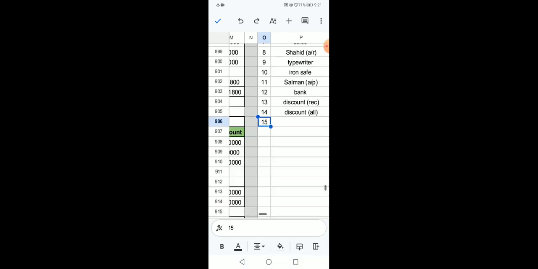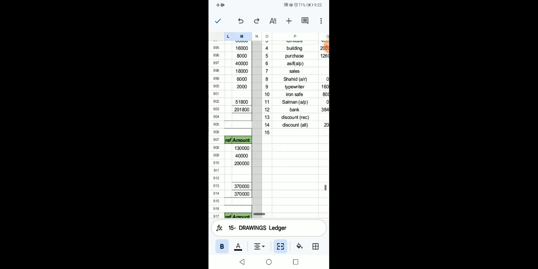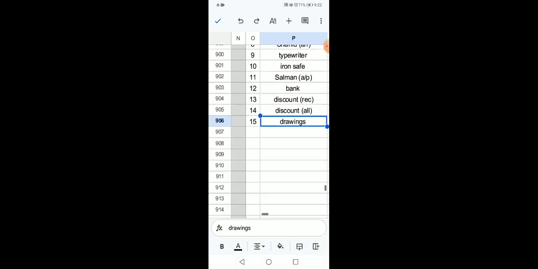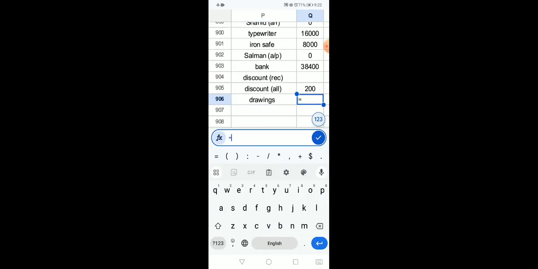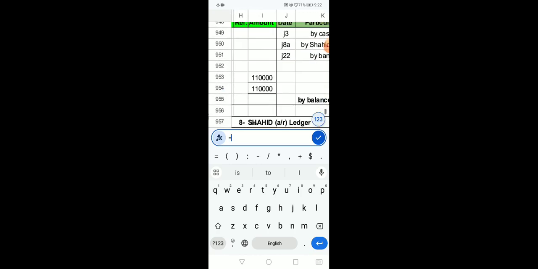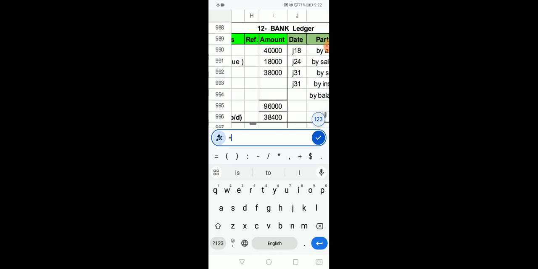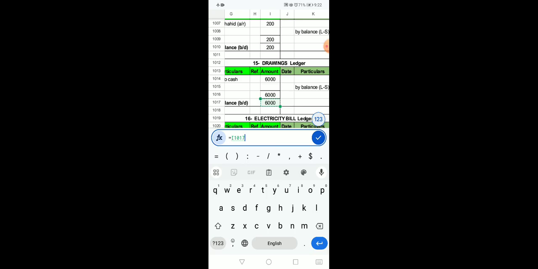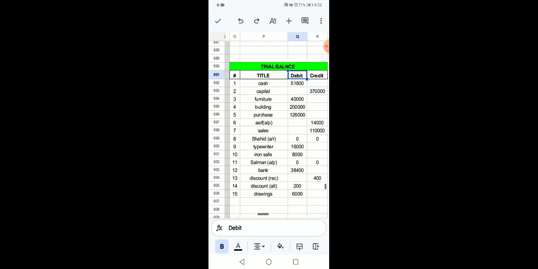It's time to see your 15th ledger. First we will see the title of the 15th ledger. This is your 15th ledger, that is drawings. So you are going to put the title in the detail column, that is drawings. Now you will see where the balance of the drawings ledger has been brought down. So we are looking for drawings. Here you have your ledger of drawings, and the balance is brought down on the debit side. The amount is 6,000. So you will choose the debit side in the trial balance. The same side would be chosen. In front of drawings you will write 6,000. Here you can see the debit side is chosen, 6,000 written in front of drawings.